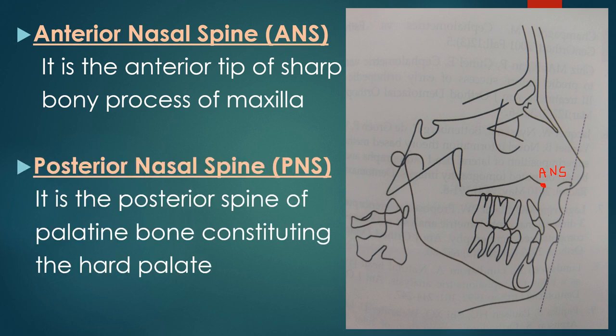Second is posterior nasal spine. Posterior nasal spine is represented as PNS and it is the posterior spine of palatine bone constituting the hard palate. It is located somewhere here. PNS. So guys, these two are anterior nasal spine and this is posterior nasal spine.